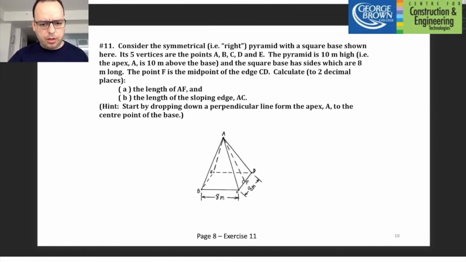Okay, let's take a look at the 3-dimensional question now. Here we have a pyramid, and it is a symmetrical pyramid with a square base. And the objective is to find a couple of lengths.